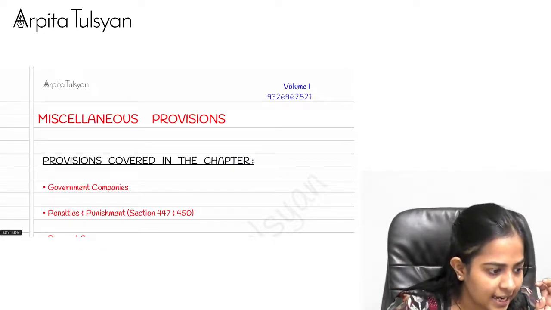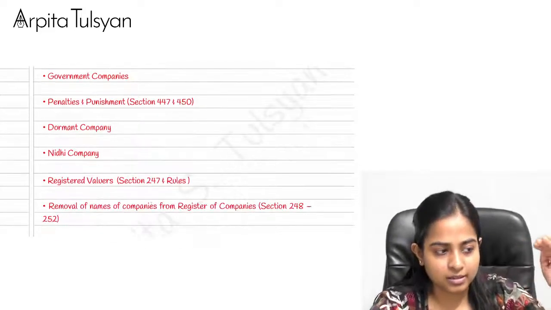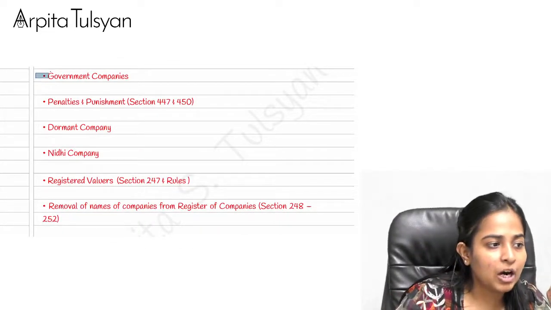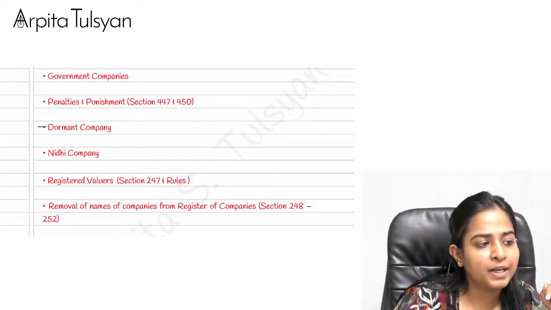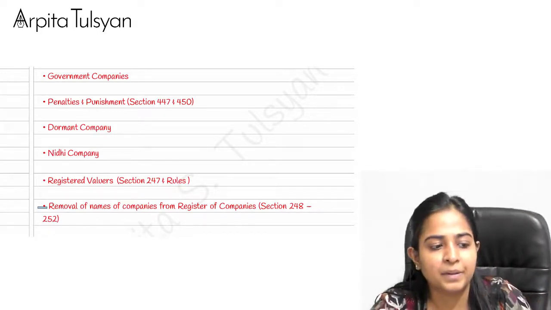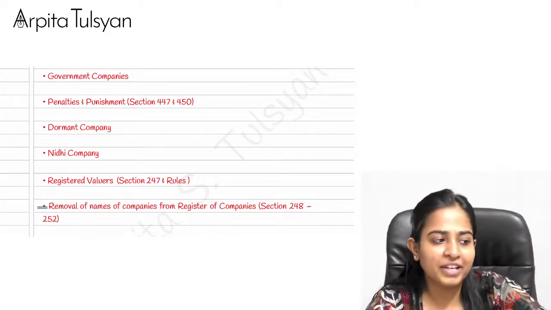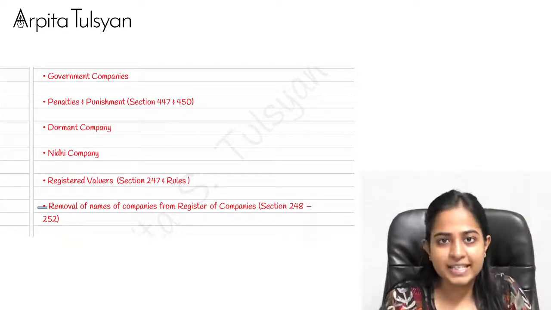As you can see, I'll just show it to you. Yes, here it is. In miscellaneous provisions, these 6 parts are there: government companies, penalties, punishment, dormant company, nidhi company, registered valuer, and removal of name of the companies from the register of companies. This way, we have divided the chapter into 6 parts.